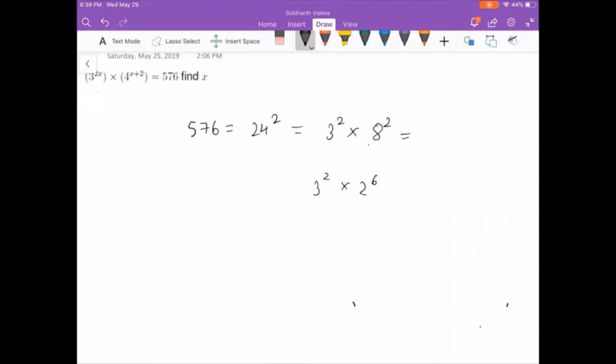Now, comparing this to the left hand side, we get that 3 squared is equal to 3 to the power of 2x. Because the bases are same, we can equate the powers, leaving us with x equal to 1. You can also check with the other term. 4 to the power of x plus 2 is same as 2 to the power of 2x plus 4. So 2x plus 4 equal to 6, leaves us with x equal to 1.